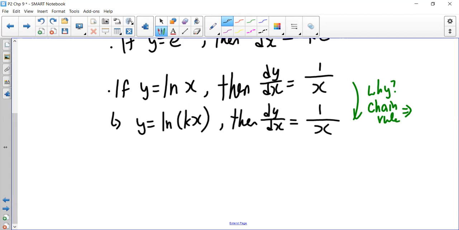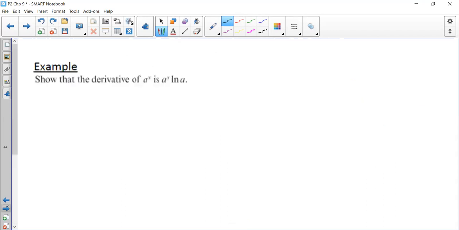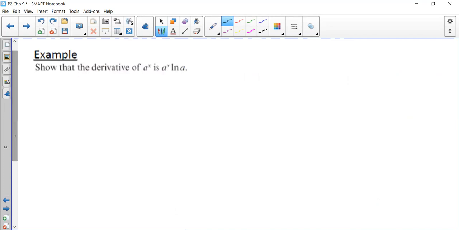The last bullet point, I'm going to leave it blank for now because we'll come back to this after the first example. First example: show that the derivative of a to the power of x is a to the power of x ln a. So why is this different to e to the power of x?